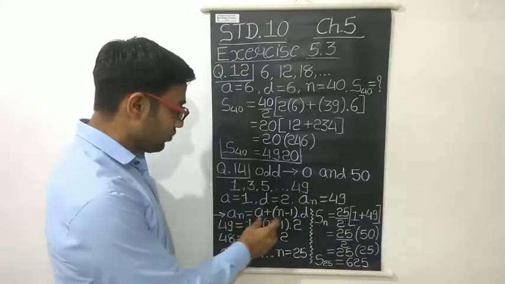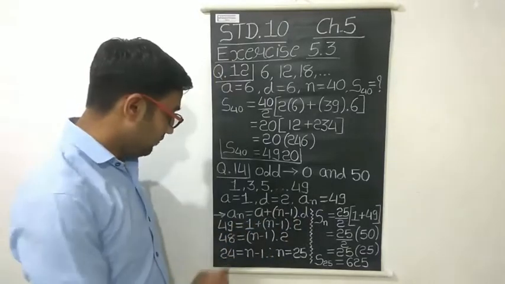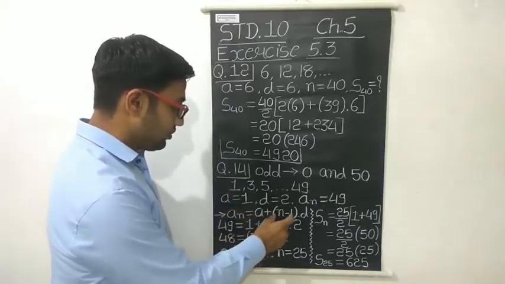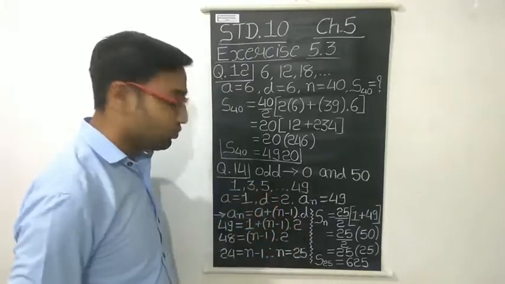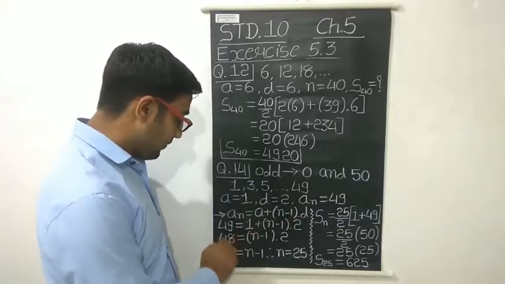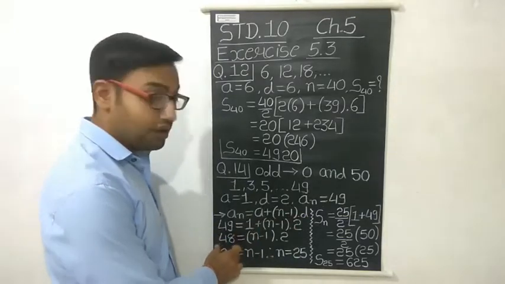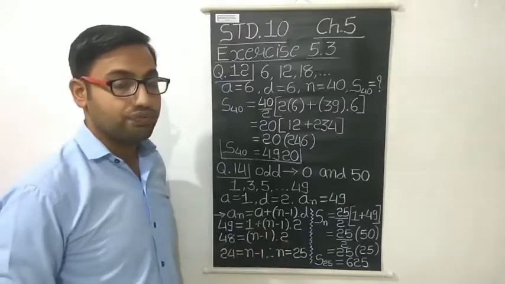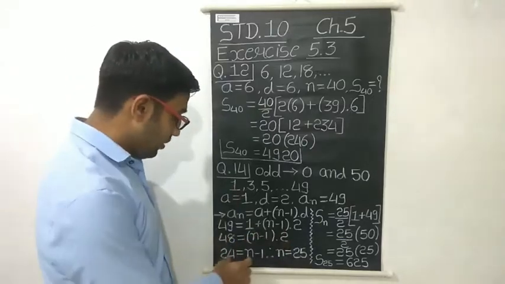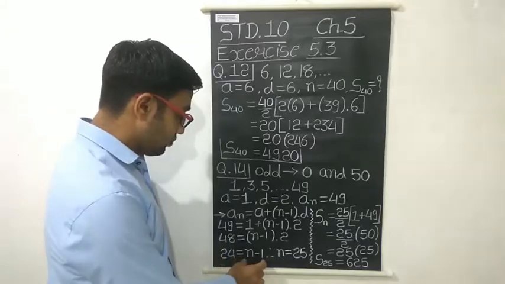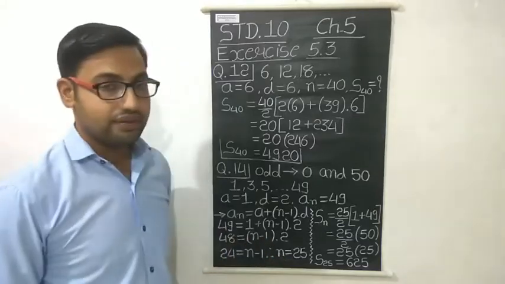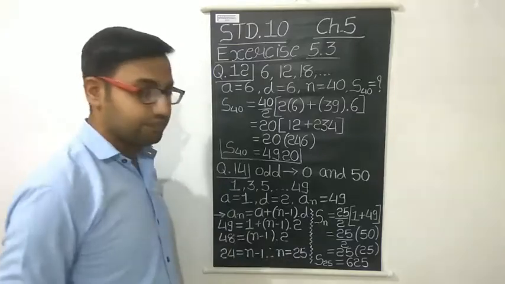So an is equal to a plus (n minus 1) into d. an is equal to 49, a is equal to 1, n minus 1 remains as it is, and d is equal to 2. By taking 1 to the left hand side, it will be subtracted and we get the value 48. 48 is equal to (n minus 1) into 2. Divide both sides by 2, we get 24 is equal to n minus 1. So therefore, the value of n we get is equal to 25.